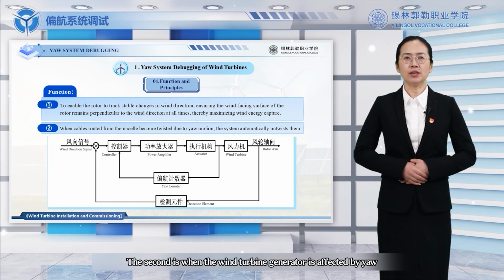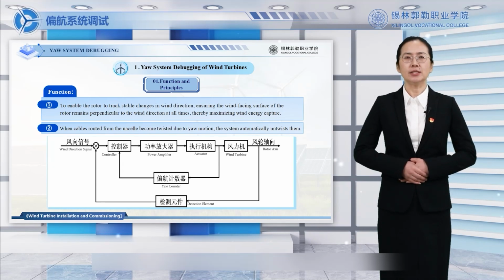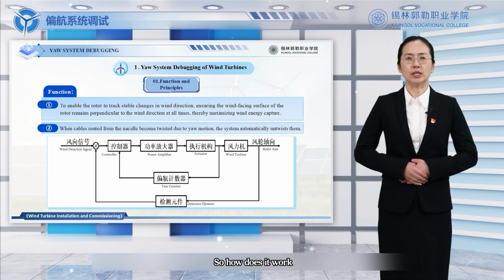The second is when the wind turbine generator is affected by yaw and the cables led out from the cabin get entangled, they will automatically untangle. So how does it work?